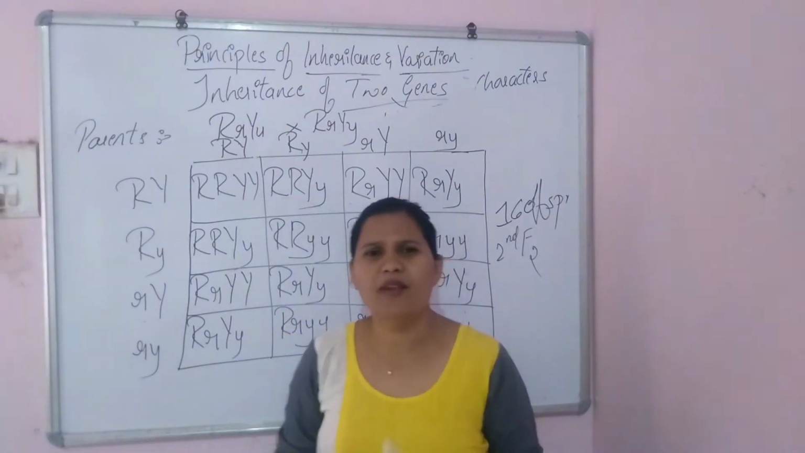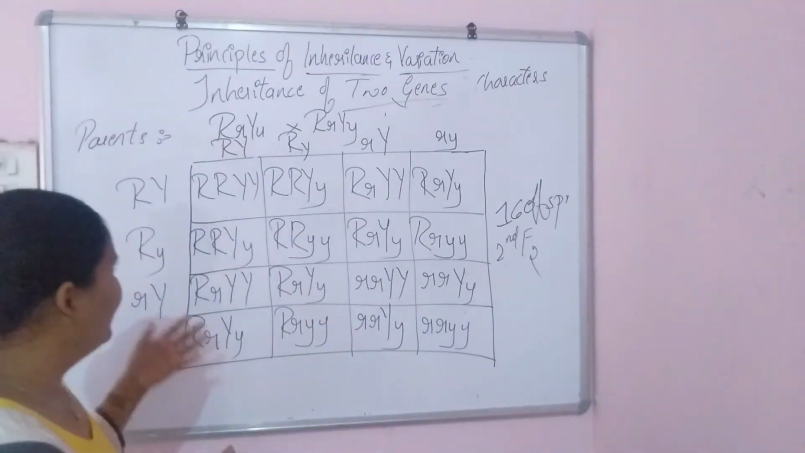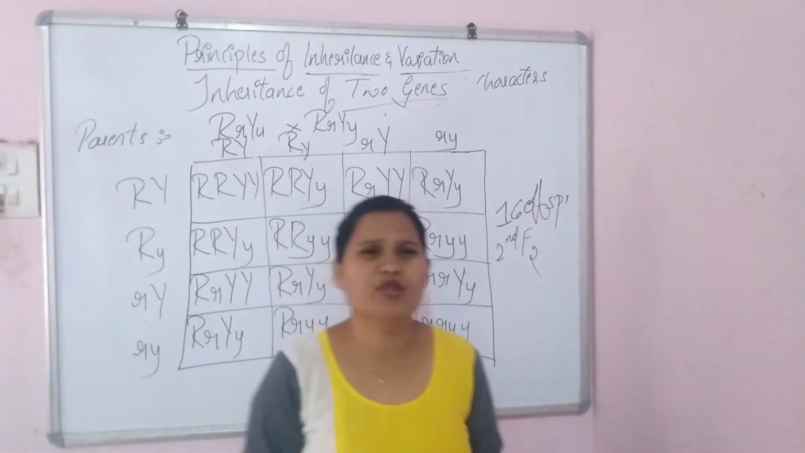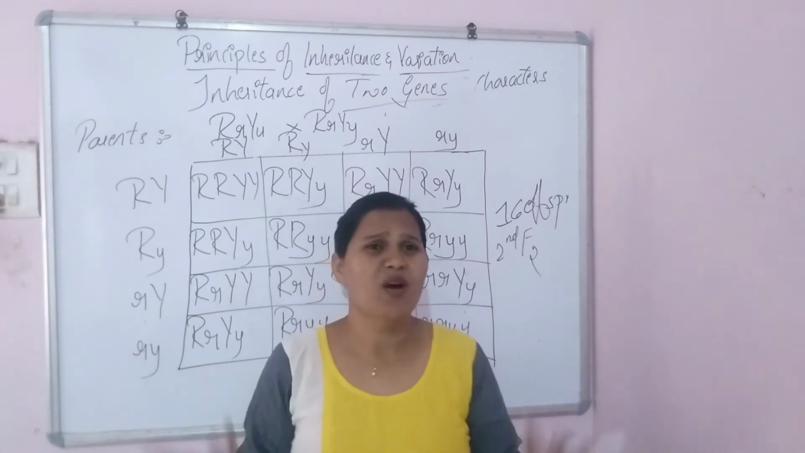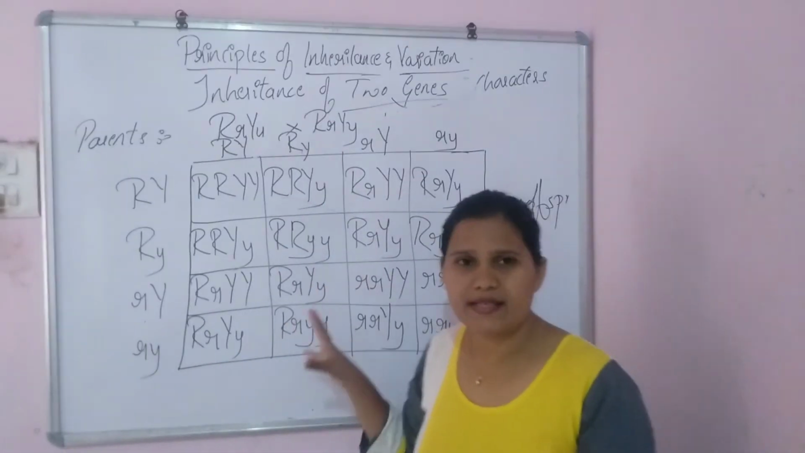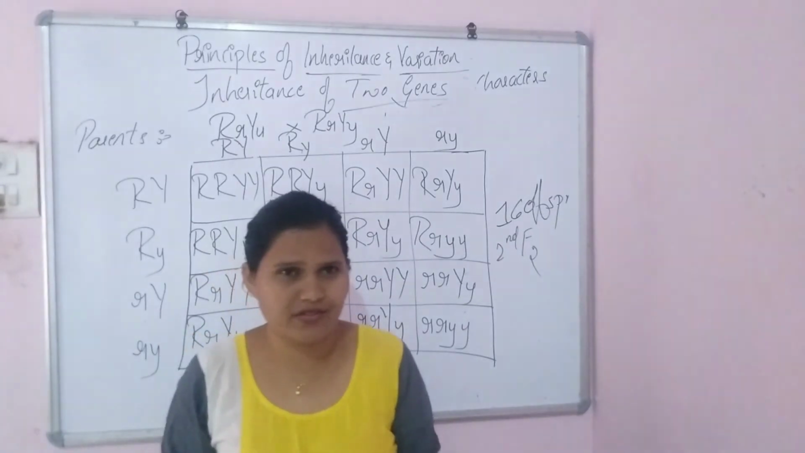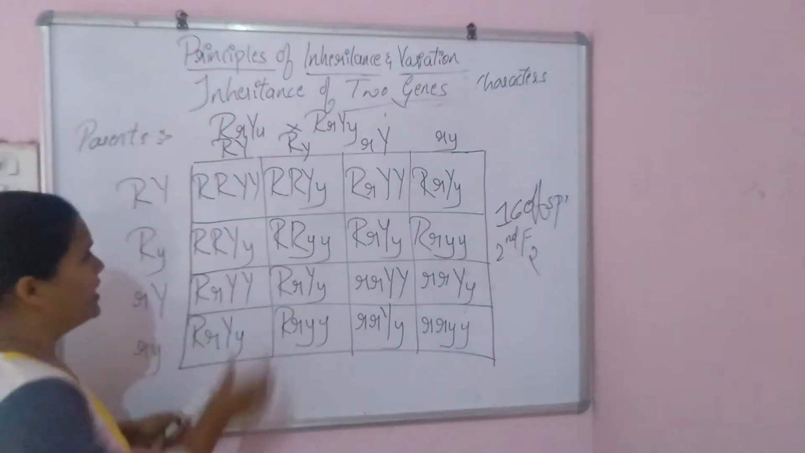Okay. So now let's learn. It's like, what is all this? Which one is the round yellow? Which one is the wrinkled green? So here is the presence of homozygous and also heterozygous. So let's see here. See this.